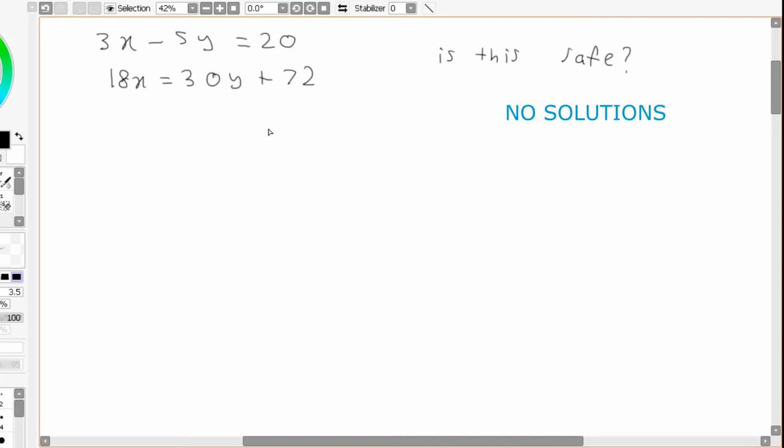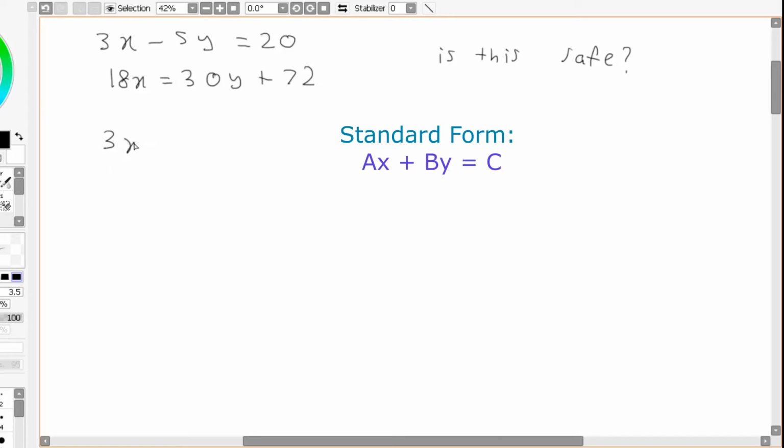To analyze the equations, it's better to put them into a similar form, because right now we can't really see what is happening. The best way to do this is to put them into the form that you usually see, which is standard form. 3x minus 5y is equal to 20, and then this other one, just rearrange it: 18x minus 30y is equal to 72, bringing the 30y over to this side with a negative.